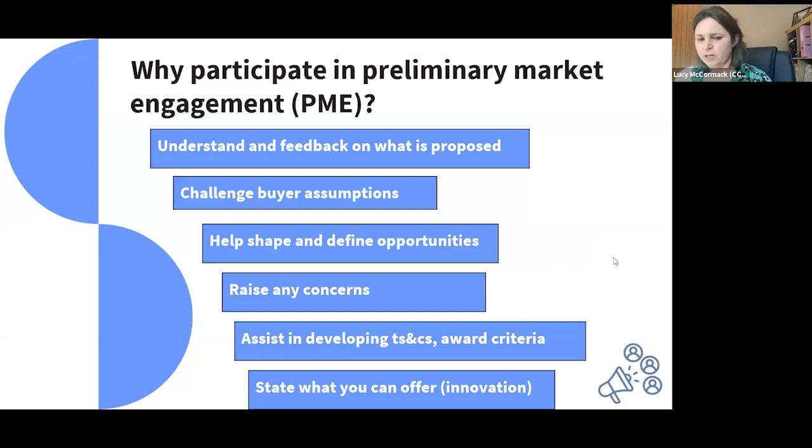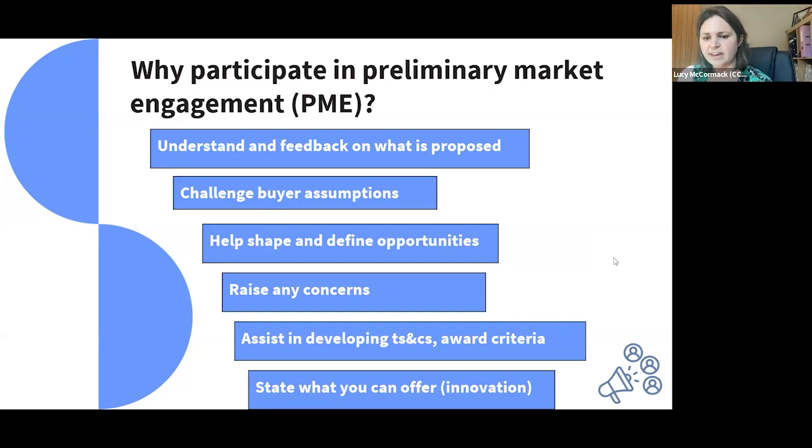Let's not forget that new commercial agreements must give regard to SMEs during the design stage of the commercial agreement. And pre-market engagement will allow buyers to do this and ensure that SME feedback is sought. Preliminary market engagement can take different forms, such as questionnaires asking which suppliers intend to bid.